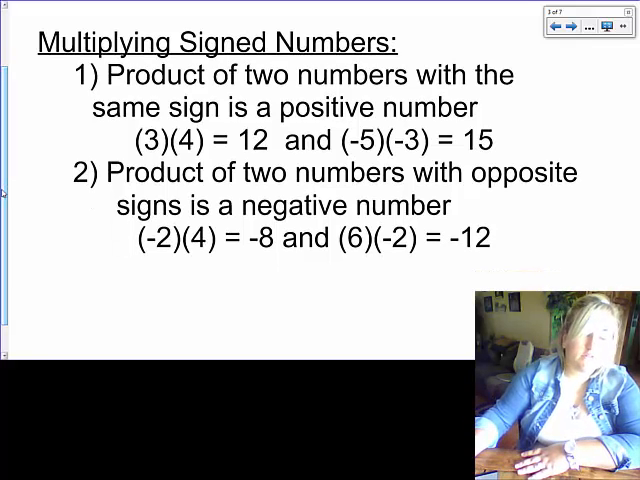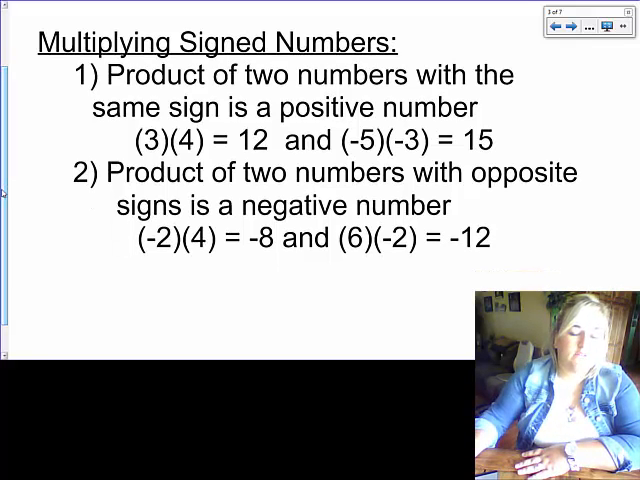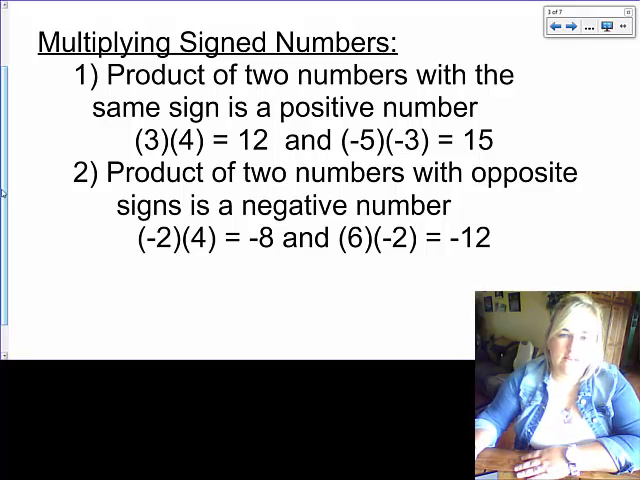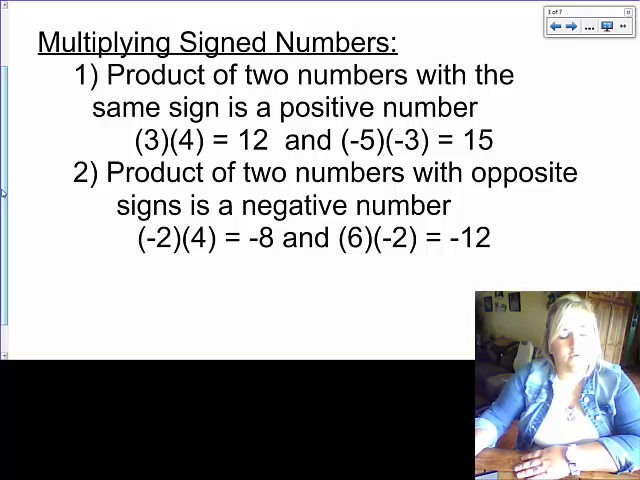Multiplying signed numbers. Number 1 says the product of two numbers with the same sign is a positive number. So if I have 3 times 4, those are both positive numbers. We don't have to show a positive for us to know that it's a positive number. As long as it doesn't have the negative, it's implied that it is a positive. So we have 3 times 4, which is 12, and then we have negative 5 times negative 3, which gives us a positive 15 because they have the same sign.